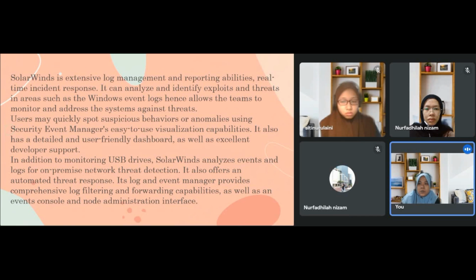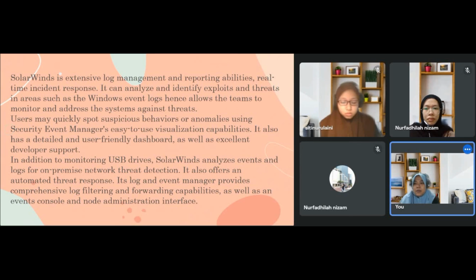We use SolarWinds. It has extensive management and reporting abilities for real-time incident response. It can analyze and identify exploits and threats in areas such as Windows event logs, hence allowing the teams to monitor and address the system against threats.